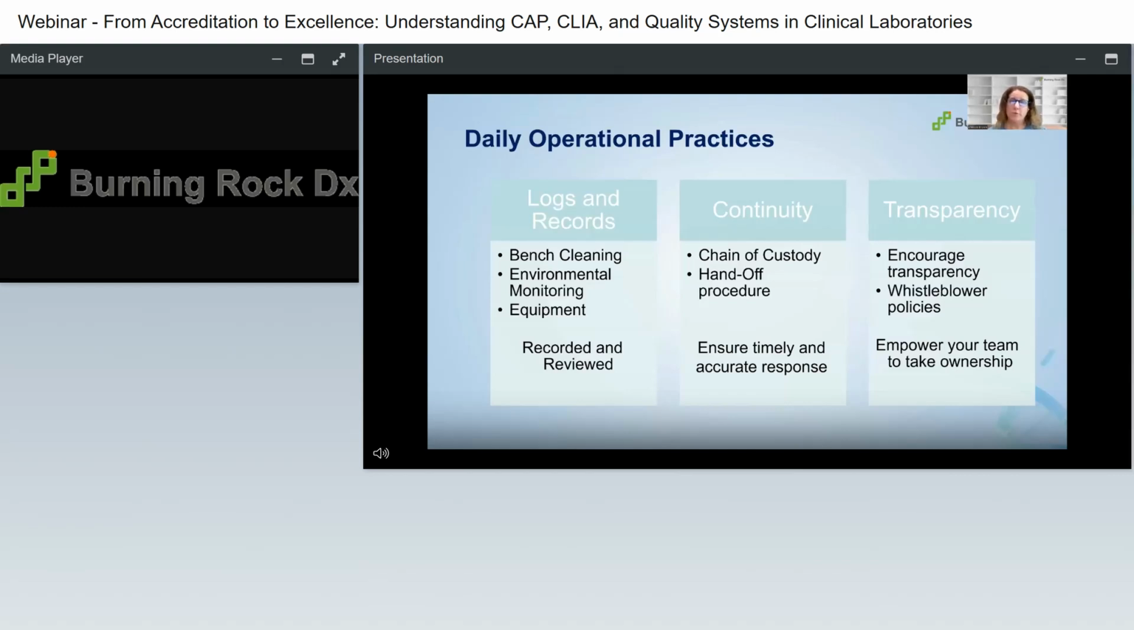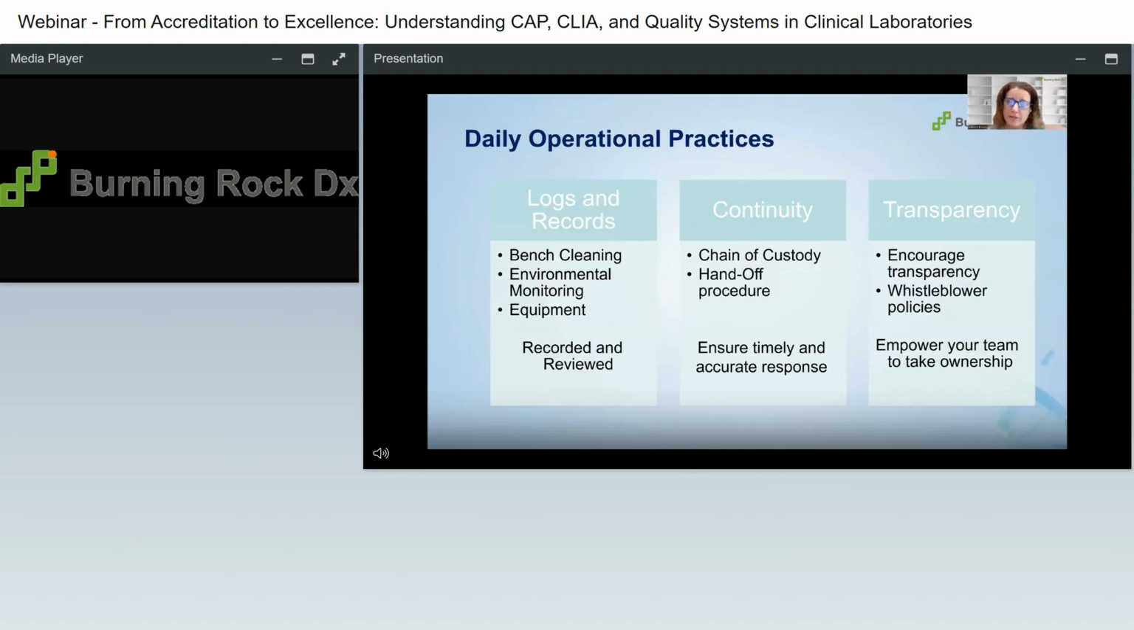We also need to ensure that we have chain of custody records. So anytime a sample is transferred from one part of the lab to another, or from one lab to another, we have a record of that. That includes what is being transferred, who is in charge of the transfer, where it's going, and that we follow up to make sure that it actually makes it to the next place. And this ensures timely and accurate responses.